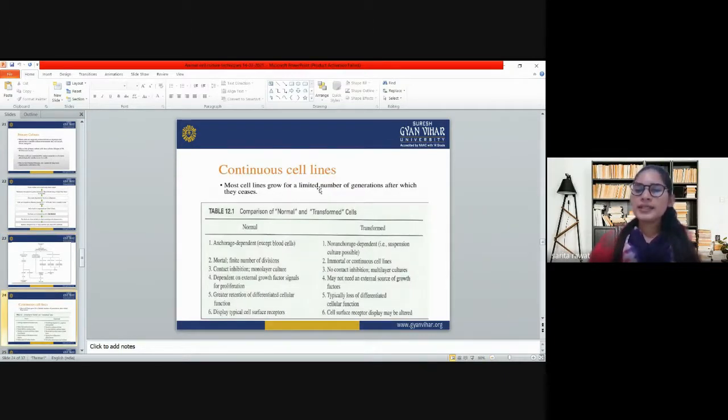Now the continuous cell line. Most cell lines grow for a limited number of generations, after which they stop. A comparison of normal and transformed cells: normal cells are anchorage dependent.